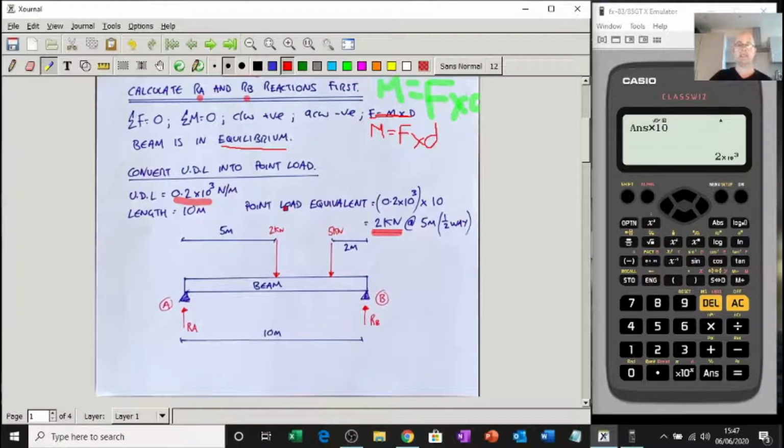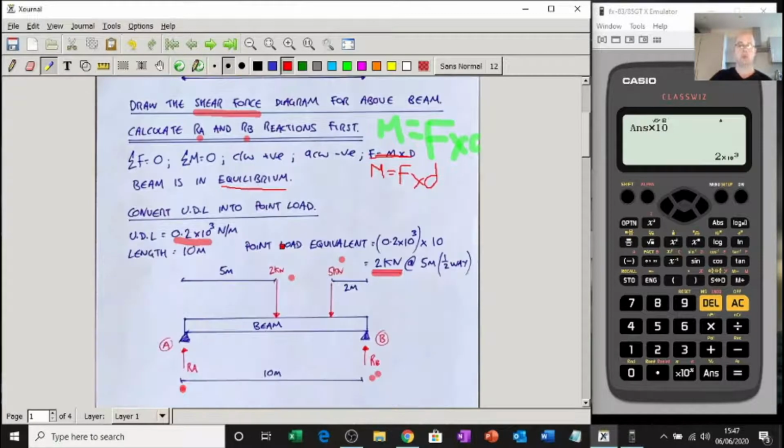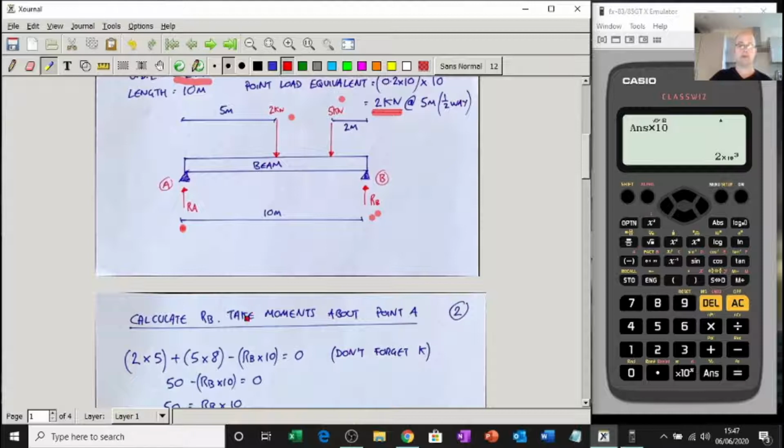So that makes it a bit easier for us now to work out RA and RB, because we've got 2 kilonewtons there and 5 kilonewtons there. This 2 kilonewtons is the equivalent of the UDL, and that 5 kilonewtons was just there anyway. 5 meters in, this one's 2 meters from there, which means it's 8 from there. So I'm going to calculate RB first, because I can. You can do it the other way if you want to.